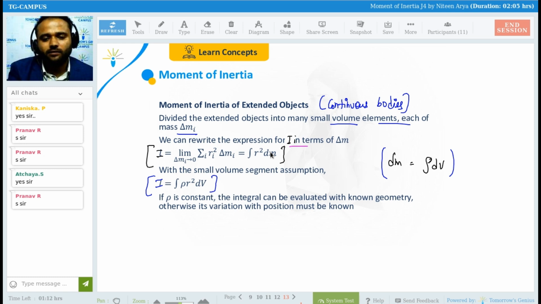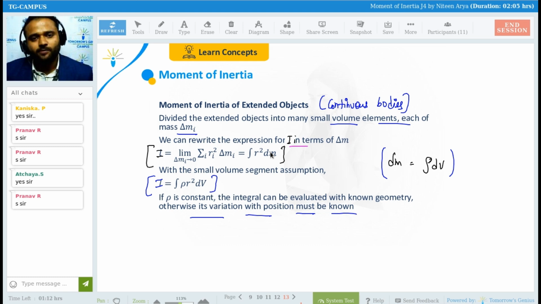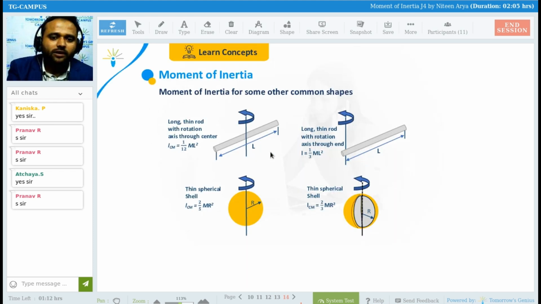The integral can be evaluated with the known geometry, otherwise its variation with position must be known. It means either you know rho or its geometry, or if you don't, you need to know what kind of density it is: linear mass density, surface mass density, or volume mass density. Clear, everyone? Good. So this is the moment of inertia for different quantities.